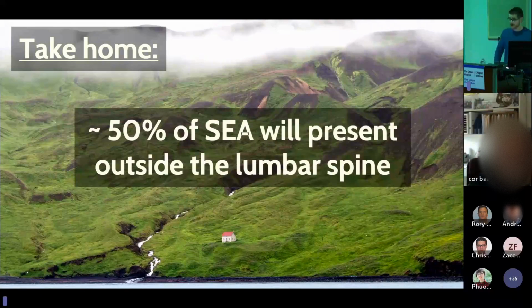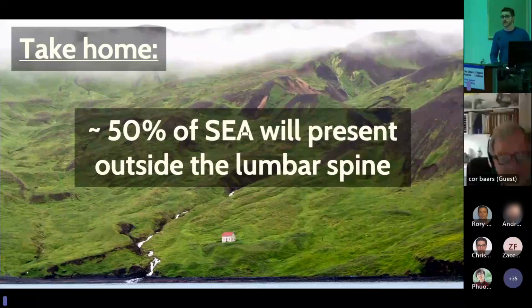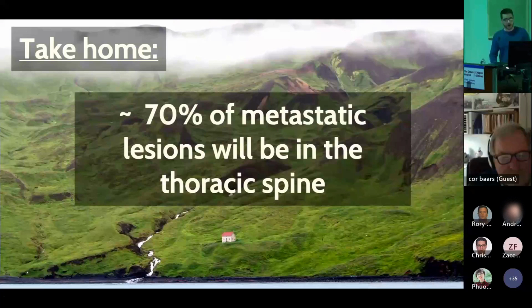Spinal epidural abscess is going to continue to remain a challenging diagnosis, but think 50% of spinal epidural abscesses are going to present outside the lumbar spine. So make sure you tailor your exam to improve that diagnostic yield and give yourself a better chance at lesion localization. Primary cancers that metastasize to the spine most predominantly affect the thoracic spine. So again, it's important to tailor that physical exam.